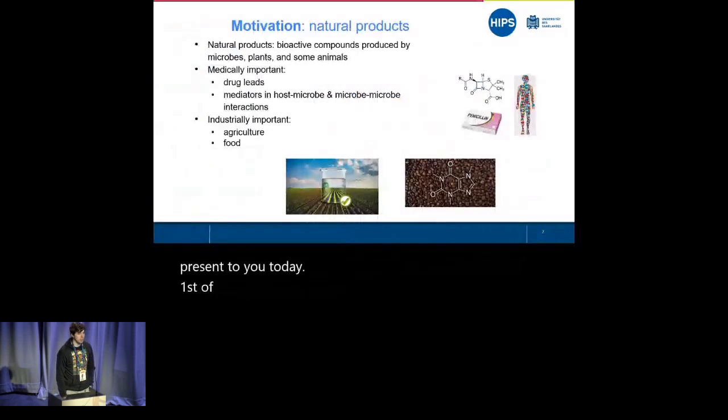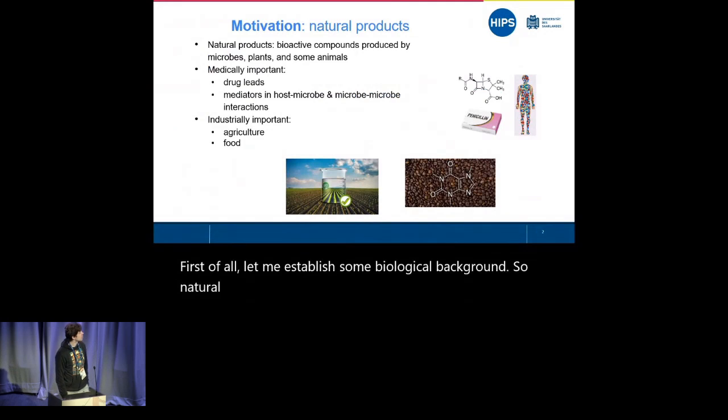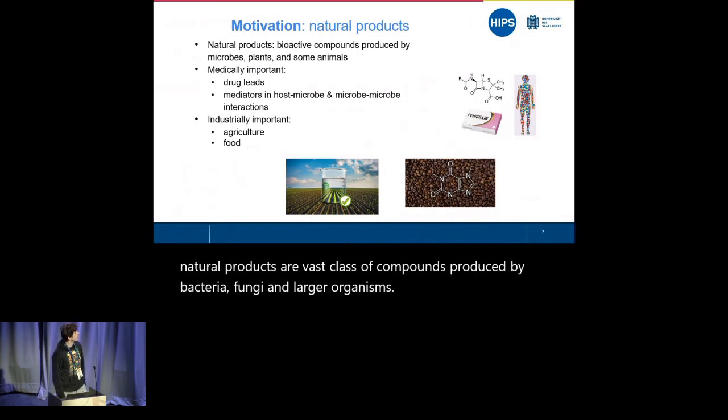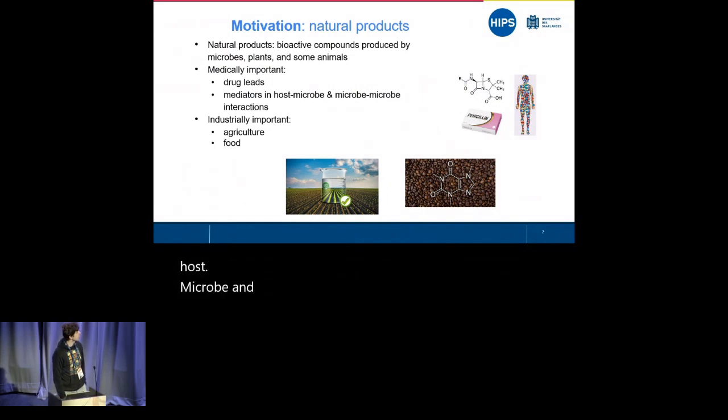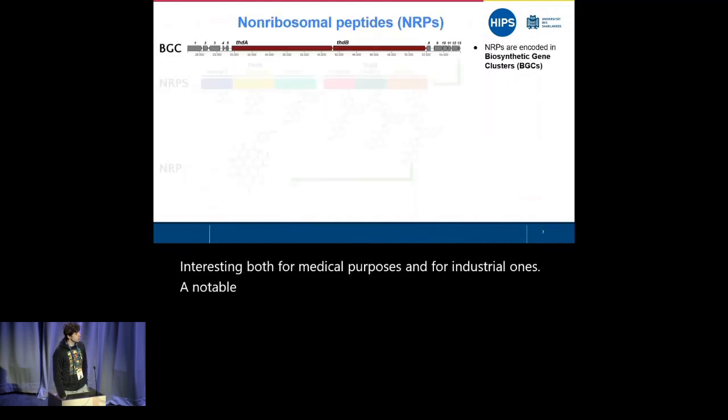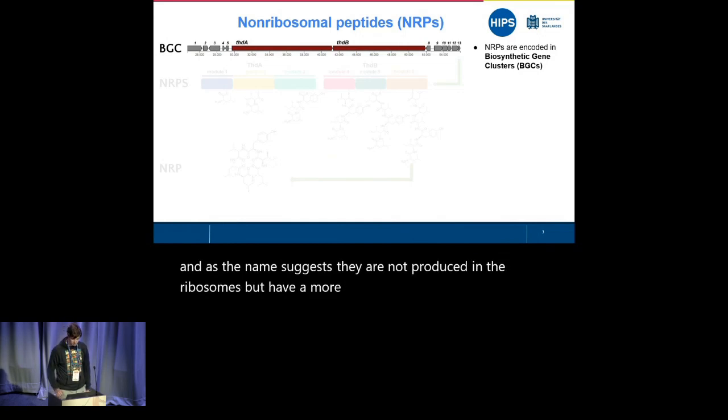First of all, let me establish some biological background. Natural products are a vast class of compounds produced by bacteria, fungi, and larger organisms. They often exhibit antibiotic activity and are involved in host-microbe and microbe-microbe interactions, which makes them interesting both for medical purposes and for industrial ones. A notable class of natural products is nonribosomal peptides, and as the name suggests, they are not produced in the ribosomes, but have a more intricate biosynthetic pathway.